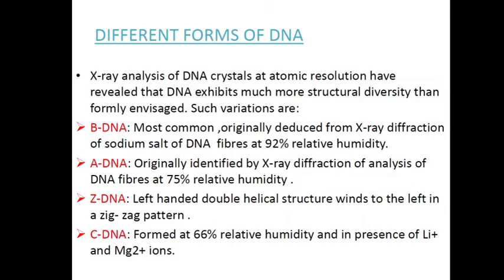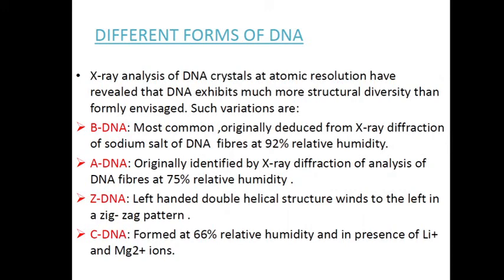The X-ray analysis of DNA crystals at atomic resolution has revealed that DNA exhibits much more structural diversity than was formerly envisaged. Such variations include B-DNA, the most common structure, originally deduced from X-ray crystallography. We all know the work of Rosalind Franklin, the X-ray crystallography image number 52. That was of the B form of DNA.